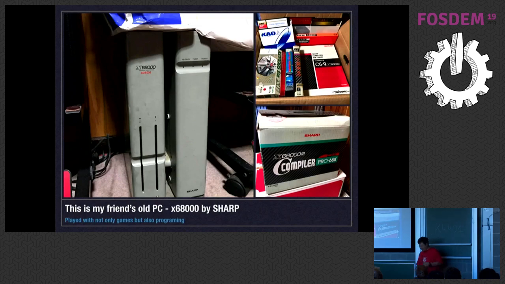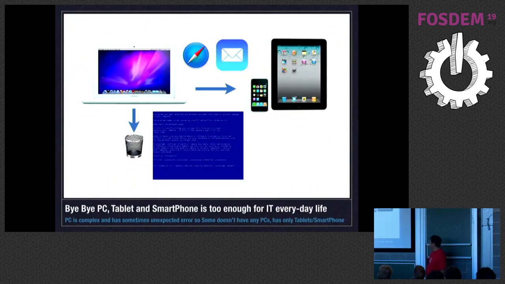He posted these pictures on Facebook. And what he said was, what is useful in this time? Now some of my friends don't have PCs, and only have a tablet or a smartphone for net surfing.